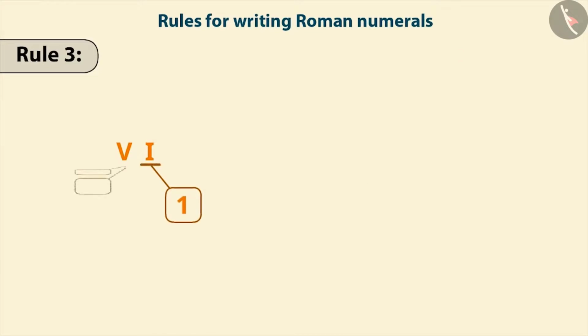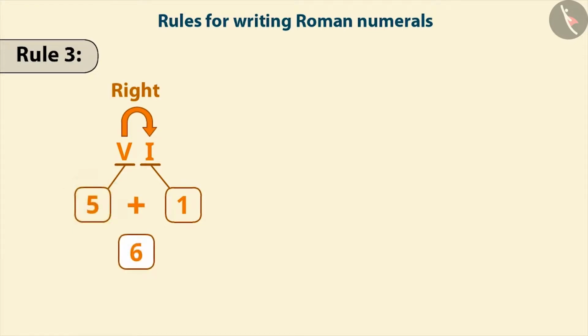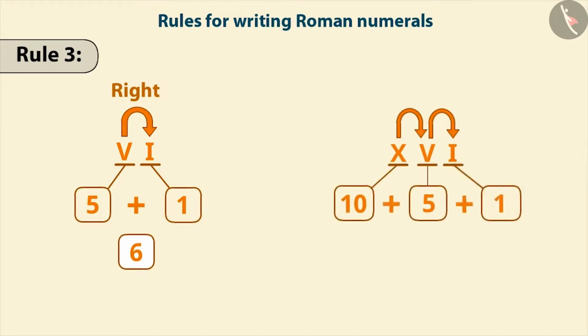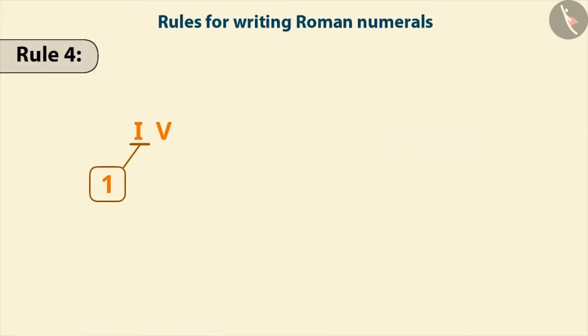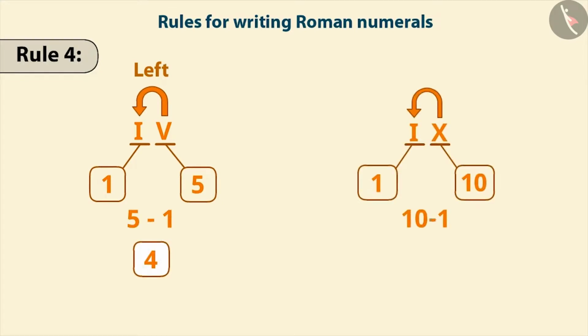If the symbol of smaller value is written to the right side of the symbol of larger value, then their values are added. Just like adding 1 to 5 gives the number 6 and adding 10, 5 and 1 gives the number 16. Similarly, if the symbol of smaller value is written to the left side of the symbol of larger value, then the smaller value is subtracted from the larger value. Just like subtracting 1 from 5 gives the number 4 and subtracting 1 from 10 gives the number 9.